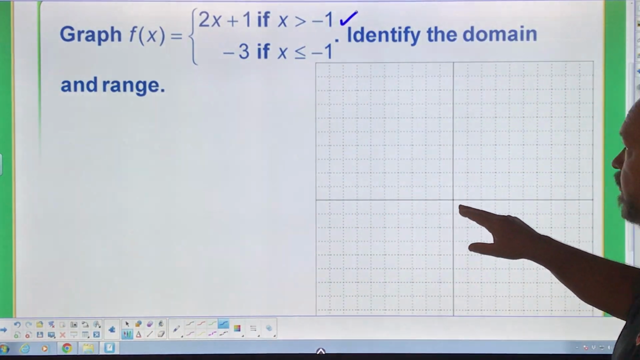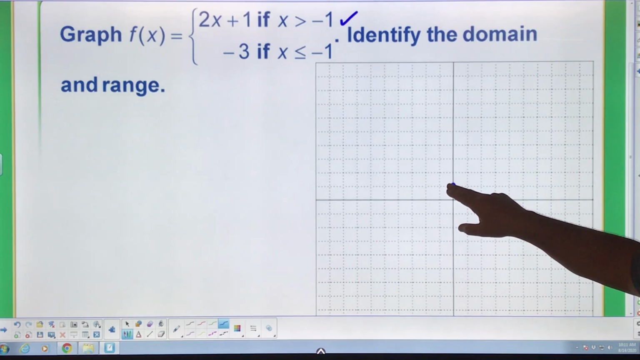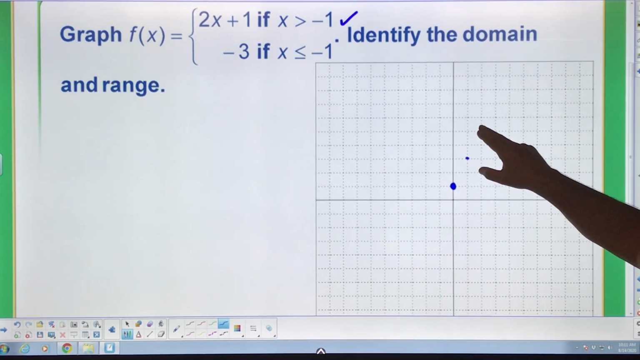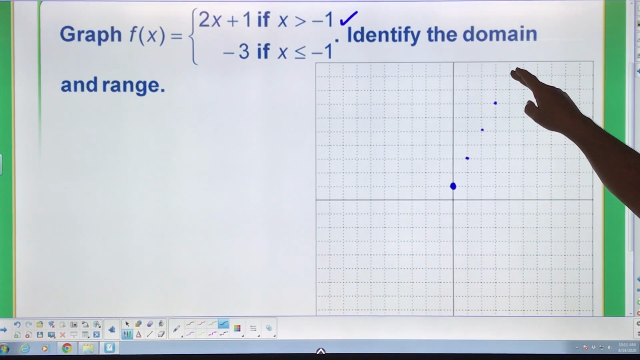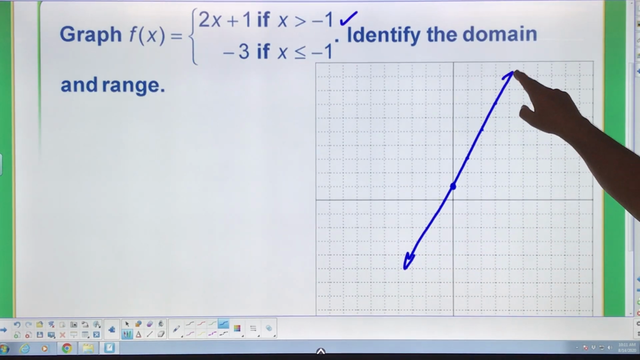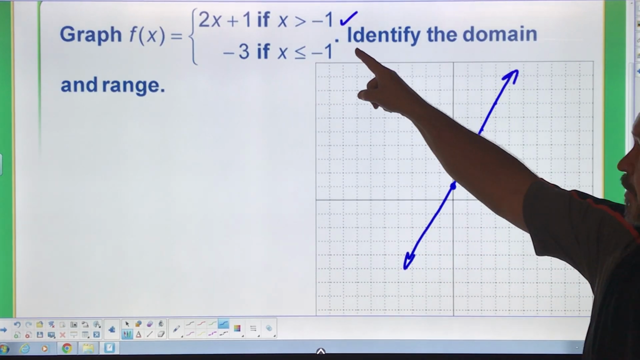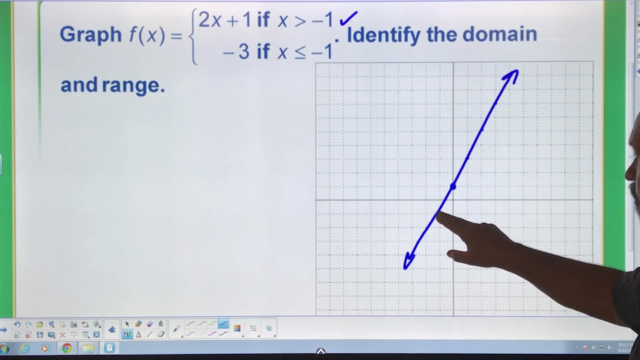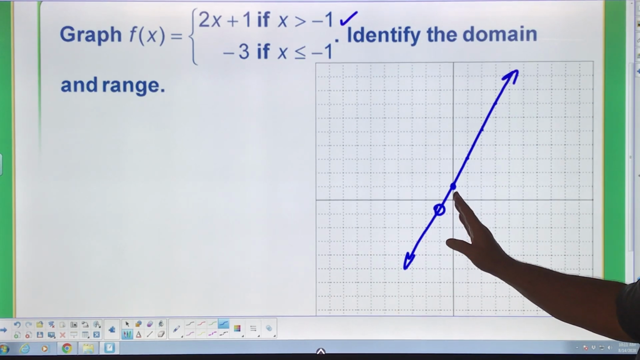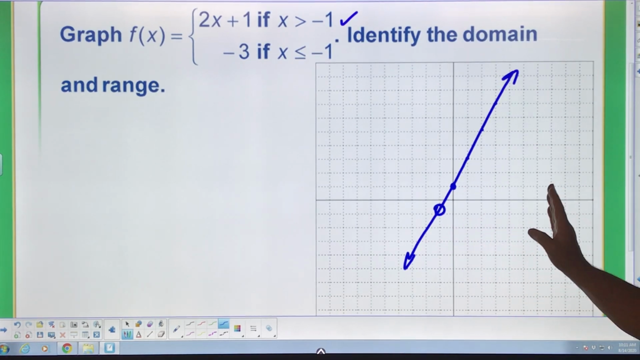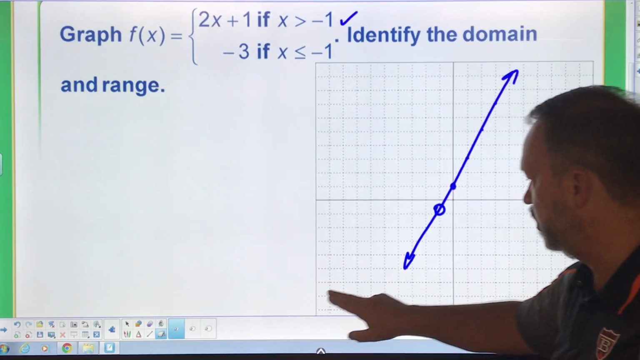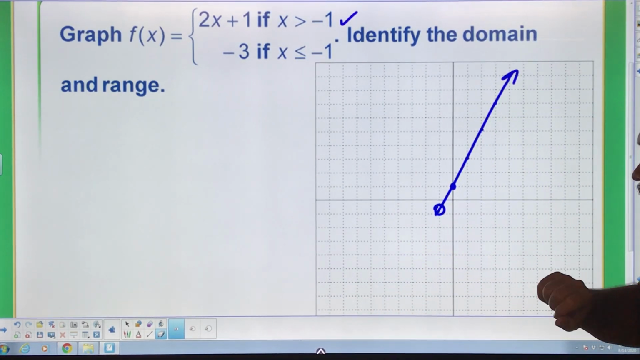This one intercepts at 1, slope is 2. Rise 2, run 1. That would be the whole graph, but we're limited where x is greater than -1. So from right here, greater than goes in that direction. So this part of the graph gets lost.